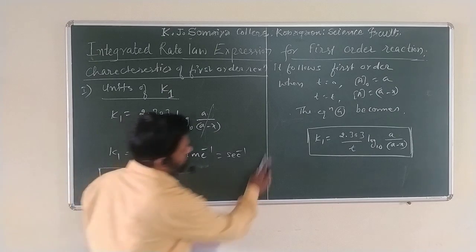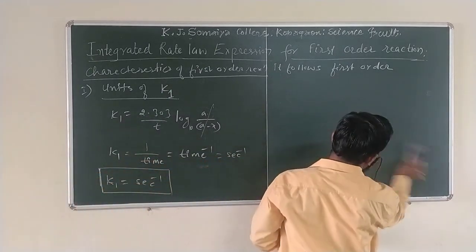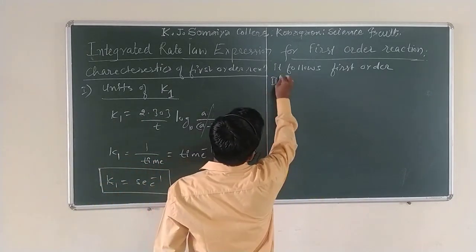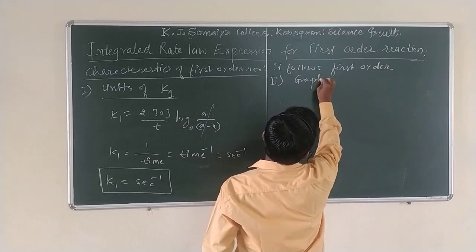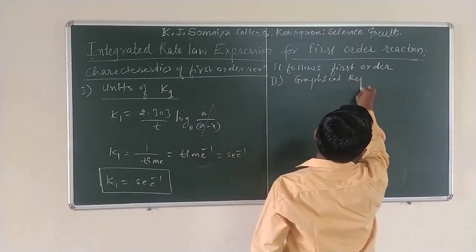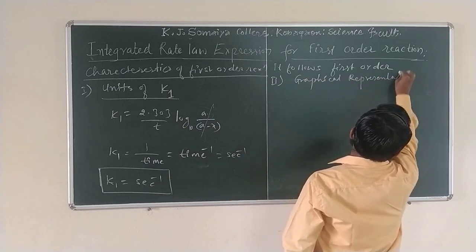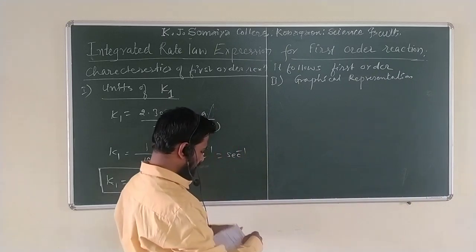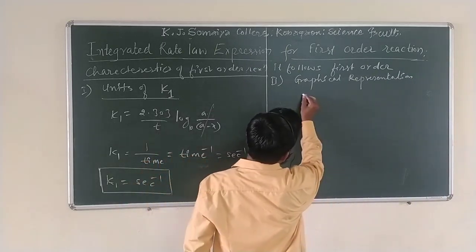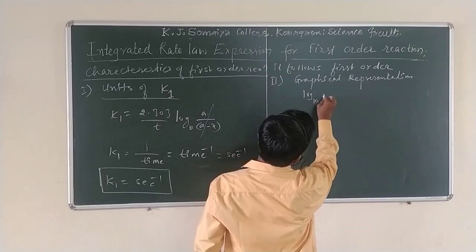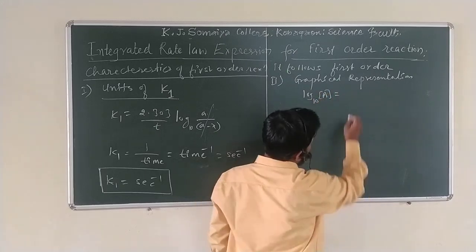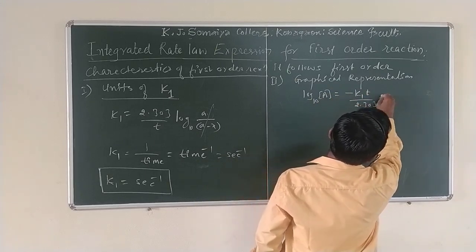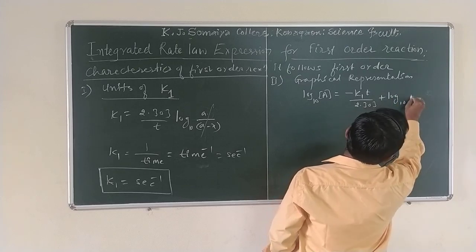Now let's go to the second characteristic, that is the graphical representation. Very simple. We have to consider the equation. Which equation? As we know, log10 of concentration of A is equal to minus K1 t upon 2.303 plus log10 of the initial concentration A0.